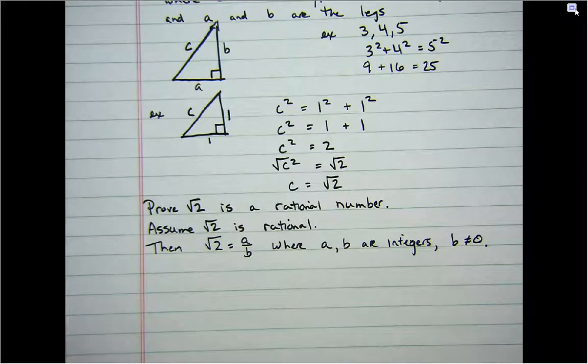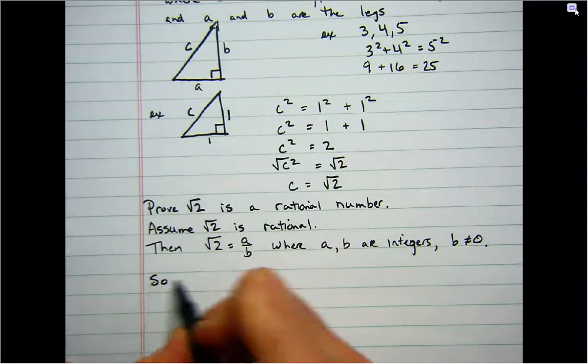Where does that come from? We've seen that earlier today. Does anyone remember where we saw a over b, where a and b are integers and b is not 0? Yeah, that's right. The definition of what a rational number is. So we're just quoting the definition back. If the square root of 2 is rational, then this is in fact what's going on. The square root of 2 is a over b, where a and b are integers and b is not 0.